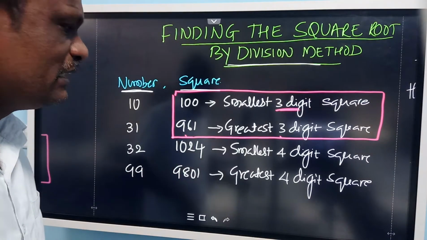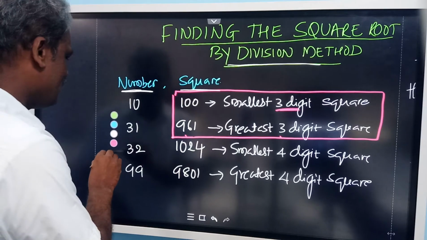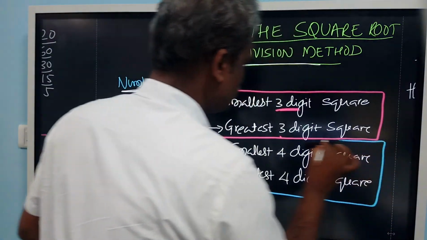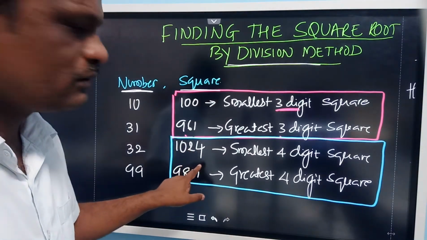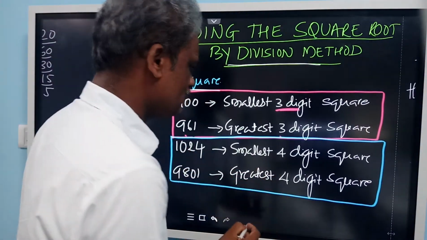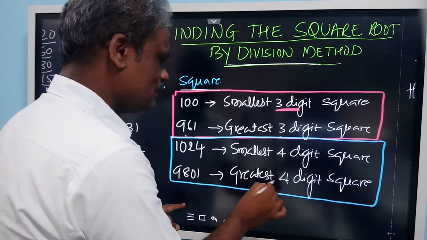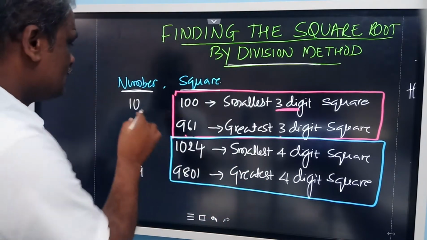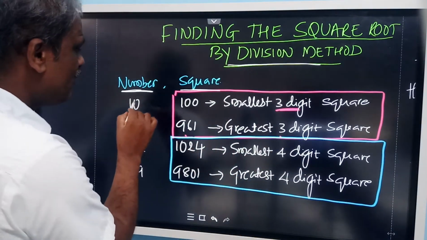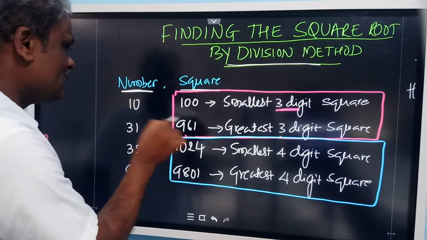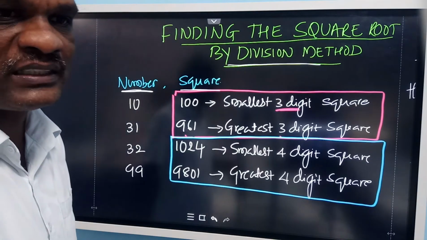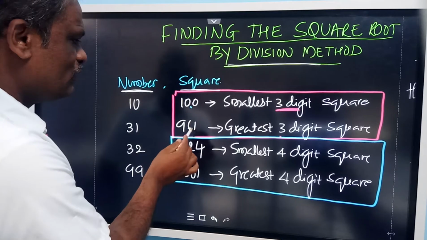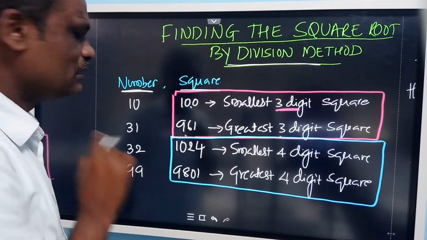Okay. Now come to this second part, 4-digit square numbers. So here these two, 1024 is the smallest 4-digit square number, and the greatest 4-digit square number. Once you see here, square of 10 is 100, square of 31 is 961. Reverse operation is nothing but square root. Square root of 100 is 10, square root of 961 is 31.